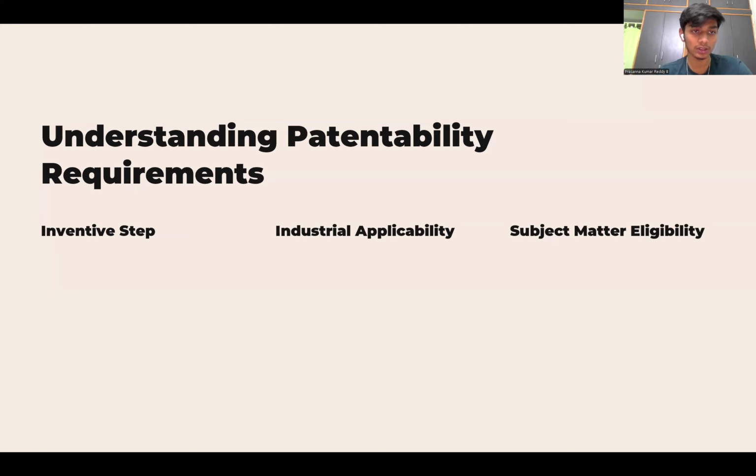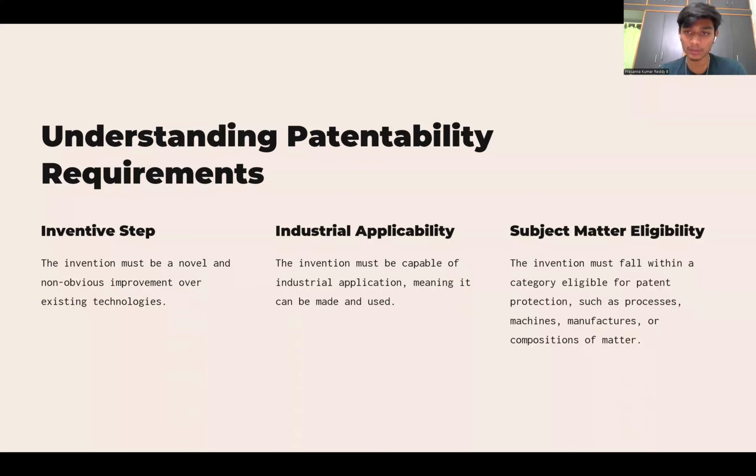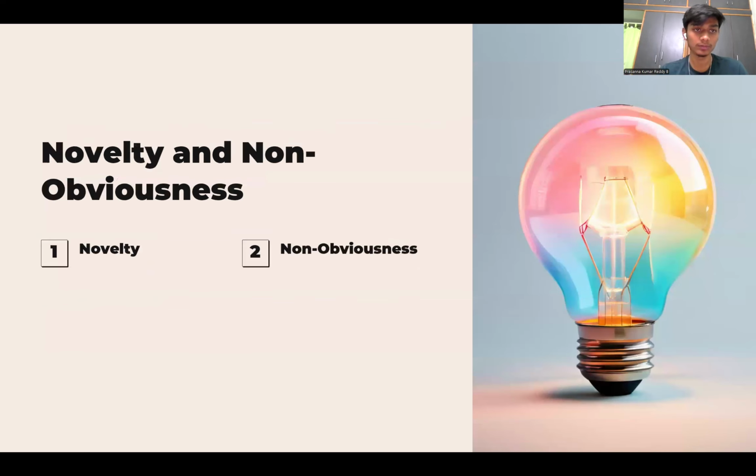In the first, inventive step, the invention must be a novel and non-obvious improvement over existing technologies. In industrial applicability, the invention must be capable of industrial application, meaning it can be made and used. And subject matter eligibility, the invention must fall within a category eligible for patent protection, such as processes, machines, manufacture, or composition of matter.